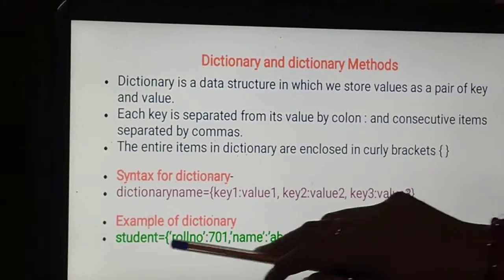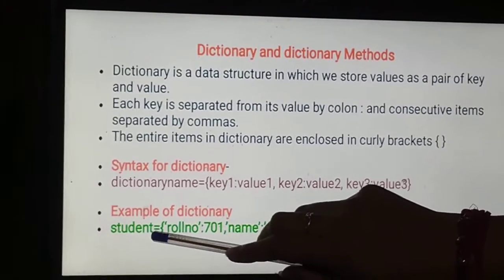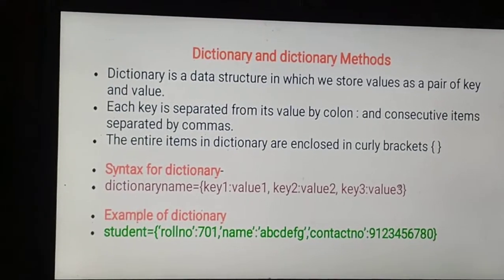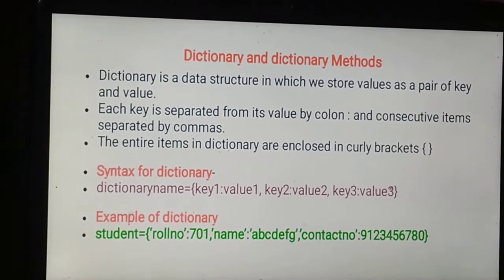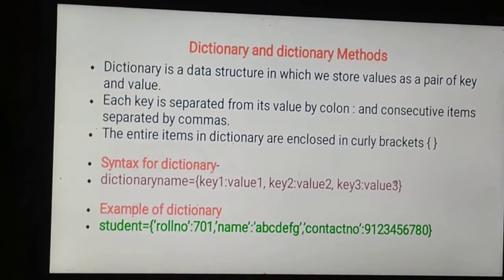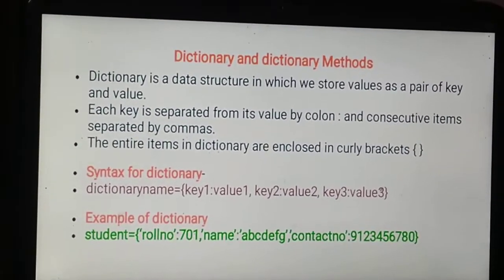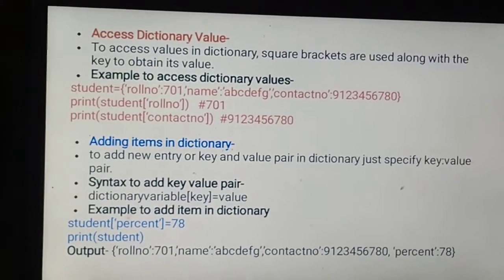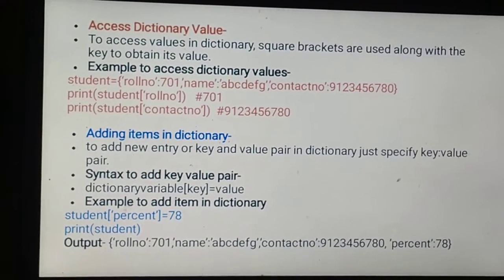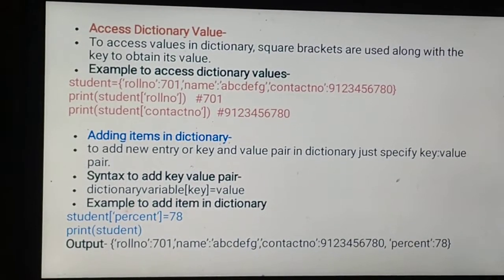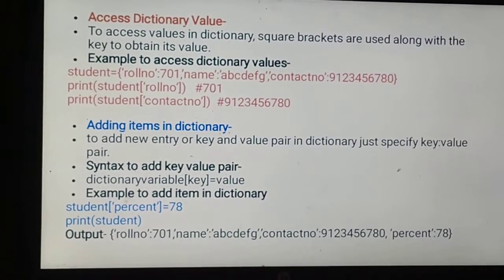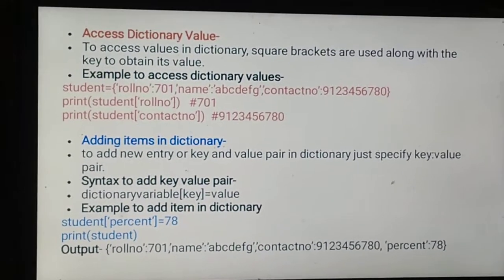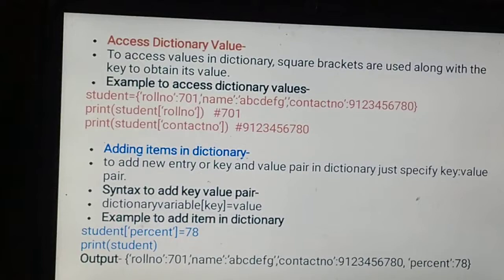Student is the name of the dictionary I have created. Inside curly brackets, there are three keys. The first key is roll number, another key is name, and the third key is contact number. So these are the values of the keys. Okay, in the next slide, I am going to tell you how you can access the values of a dictionary, how you can add elements, and how you can remove elements. These are the very basic operations we perform on a dictionary.